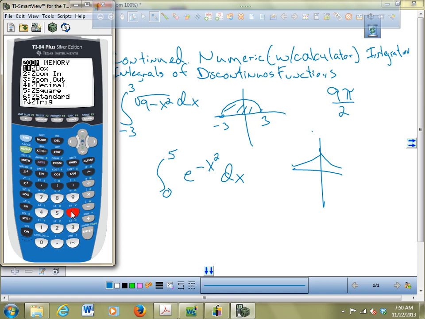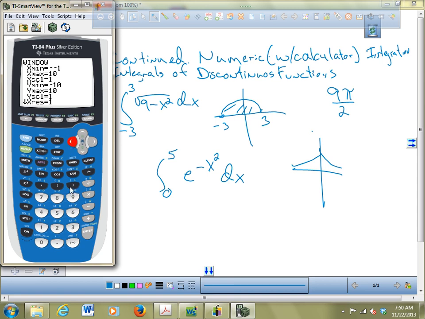Get a better window. Oh, that's not a better window, is it? Is that the right one? I think it's zoom 7. Window, from negative 10 to 10. Let's just change it. You just did zoom standard. Let's change it from negative 1, because you got to make sure you've got a negative 1 there.